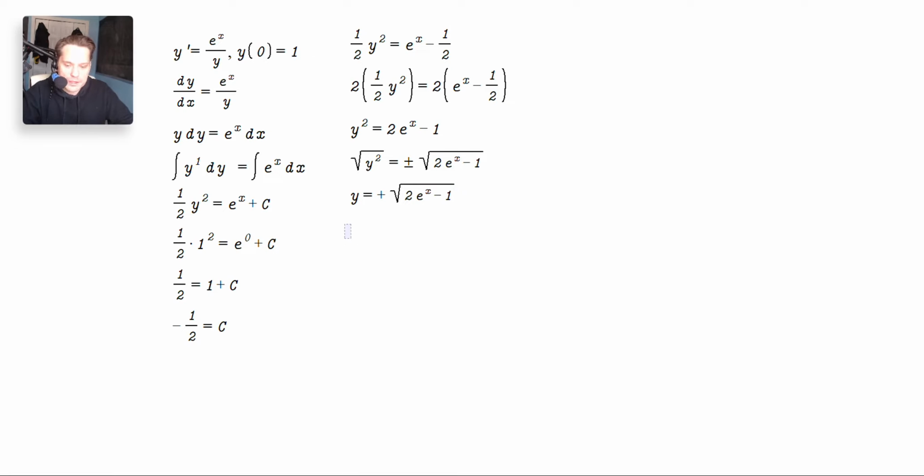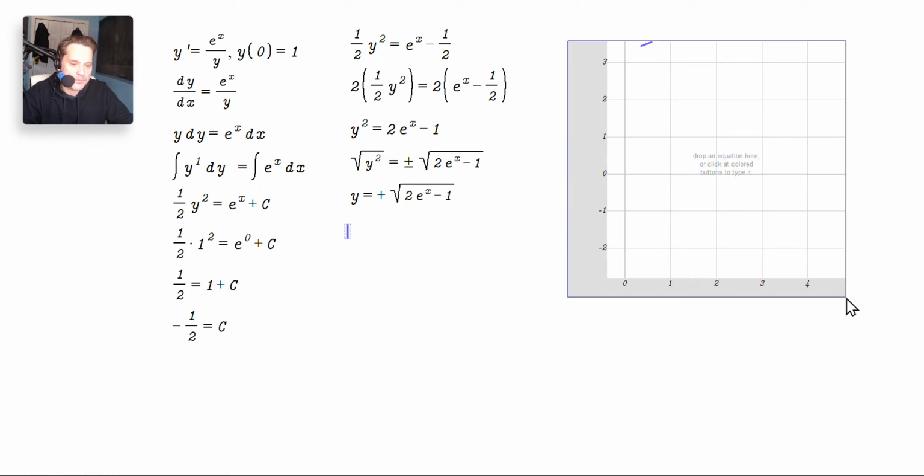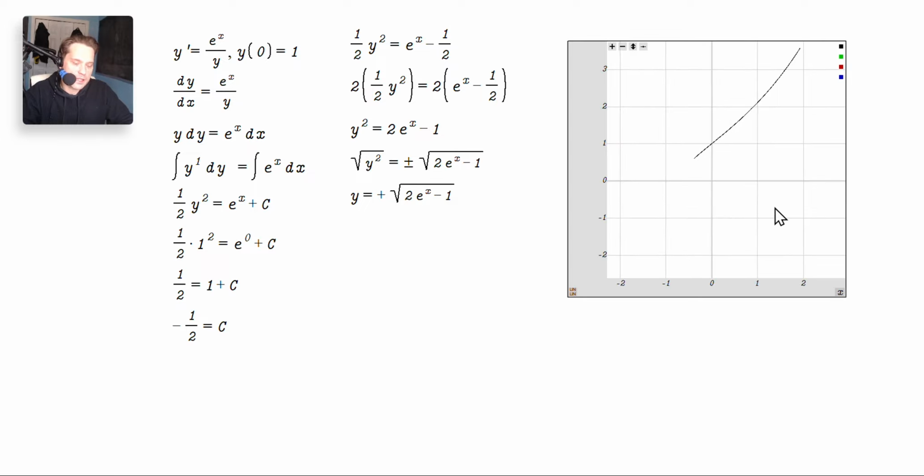Now we have to be a bit careful. Let's look at a graph here and understand where this is defined. So graph the positive root there of 2e to the x minus 1. So that's this graph right here. Now look what happens right here at this value of x. If you just look at this as a function, you would have to have 2e to the x minus 1 greater than or equal to 0. That would be one condition, just by looking at this as a function.